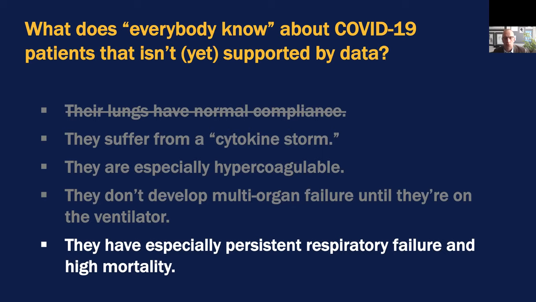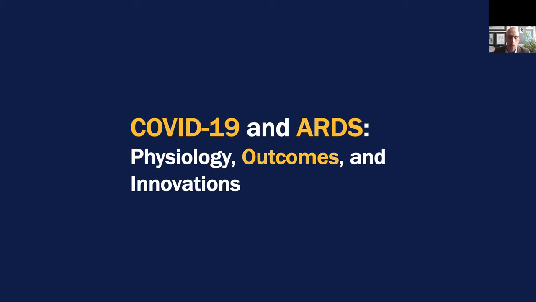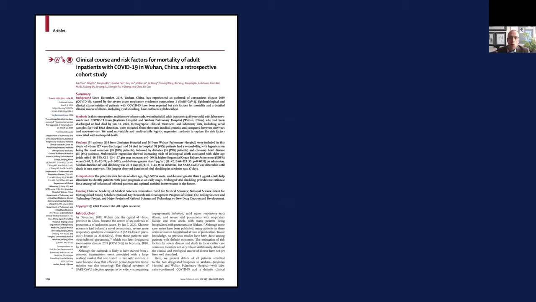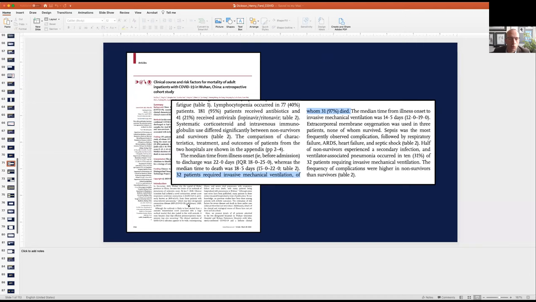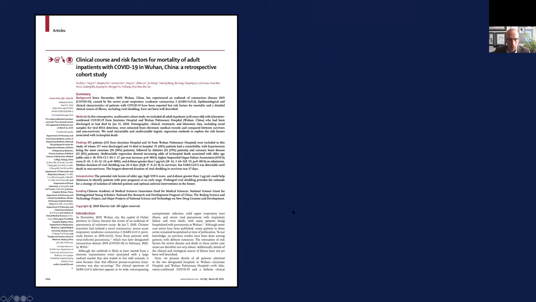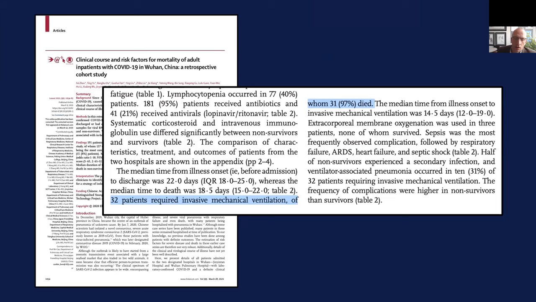Again, coming back to the medical press and the popular press, the early reports out of China were terrifying. This is one of that early series in Lancet, just reporting their experience in Wuhan. They said that of 32 patients requiring invasive mechanical ventilation, 31 of them died. So 97% mortality in this small early cohort.